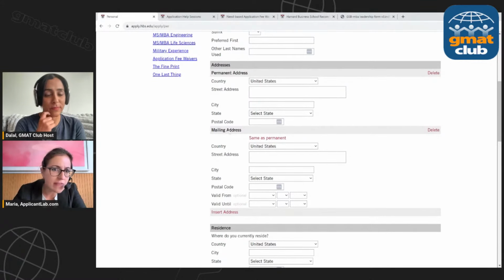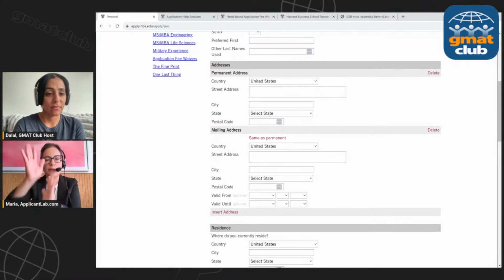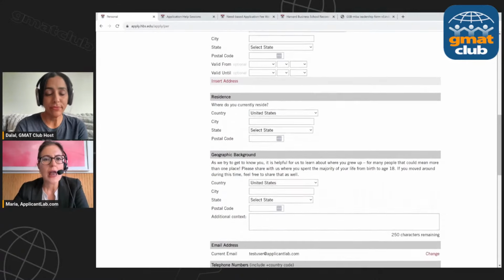Why would the mailing address be different? It might be different if, let's say, right now you are in the military and temporarily deployed overseas. Or you work in the oil and gas industry and you are temporarily going to be on an oil rig in the middle of the ocean during the next few months. Then you can separate out those two different addresses. But again, don't overthink that. And this is really nice, they've given you valid from and valid until. So if you know you're going to be in another place for a while, just put that there.